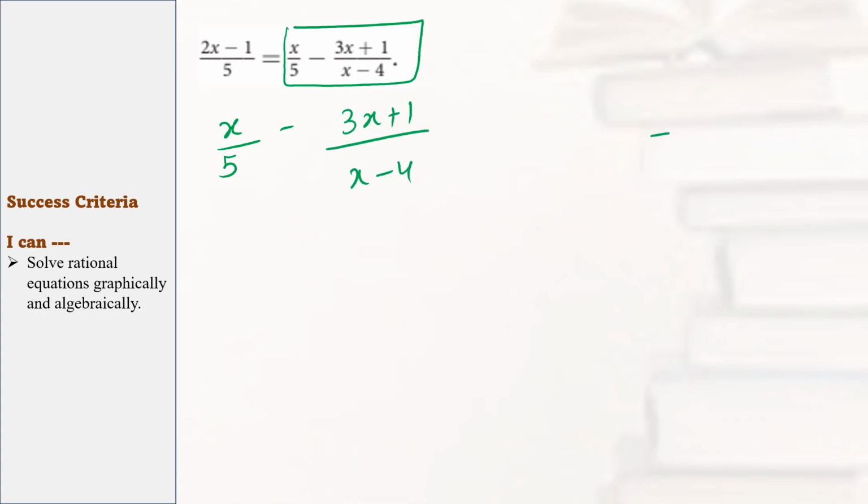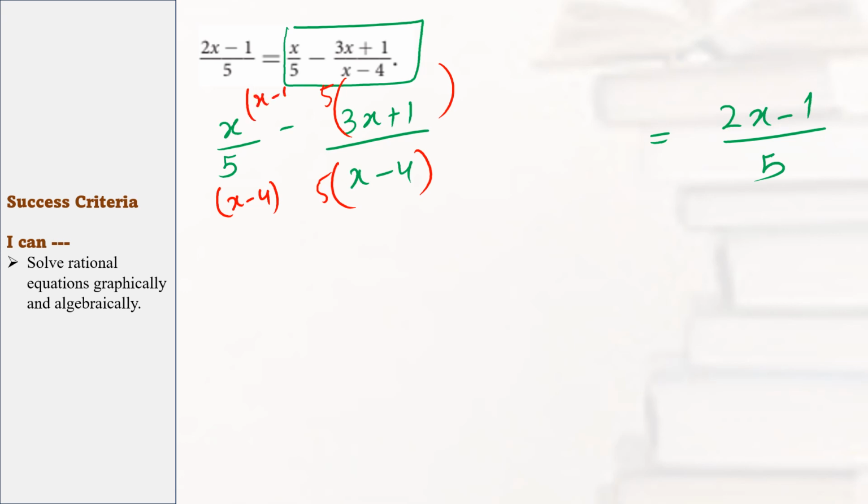Next question. Now here, let's try to solve this part first. x over 5 minus (3x + 1) over (x - 4). And the right part I am writing here. Now make the denominators alike, which means that this part will be multiplied by the 5 up and down, and this part will be multiplied by x minus 4 from the numerator and the denominator. We write the denominator one time.